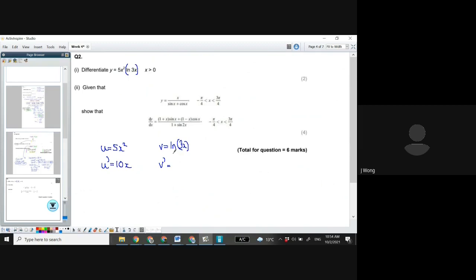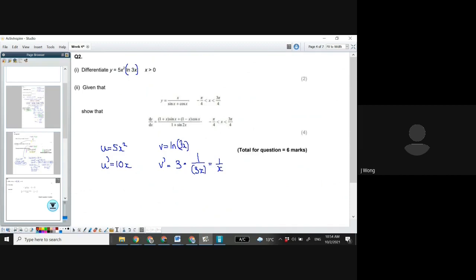My practice will be I'll differentiate what is inside the bracket first. If I differentiate 3x, I'll get 3. Then when I differentiate the outside, which will be ln of the bracket, that will be 1 over the bracket, and then I'll just rewrite what's inside, which is 3x, so that cancels out nicely to 1 over x.